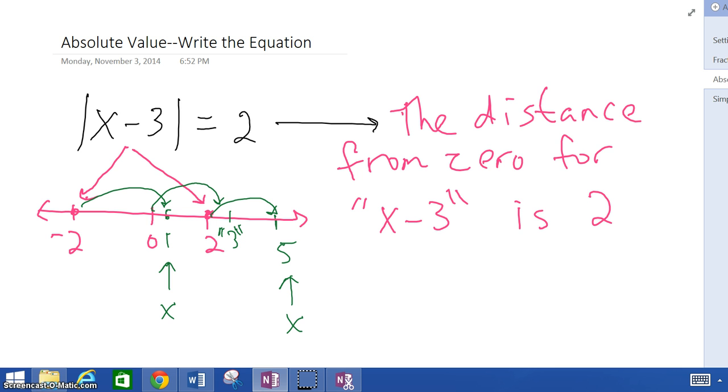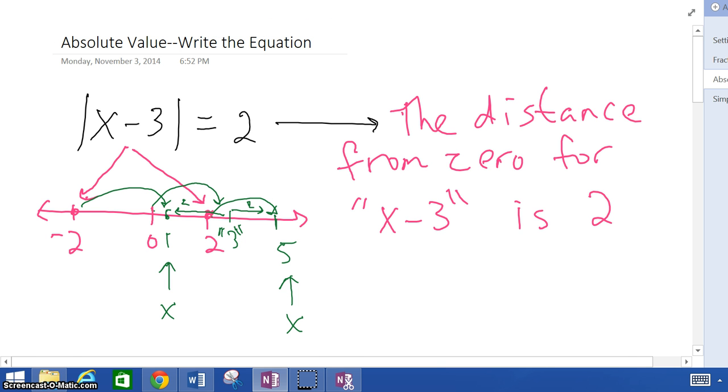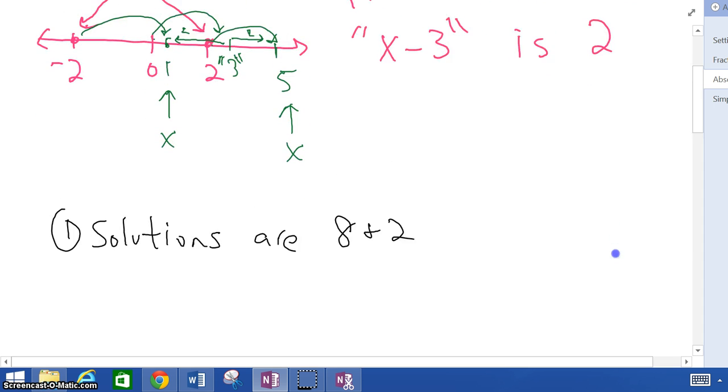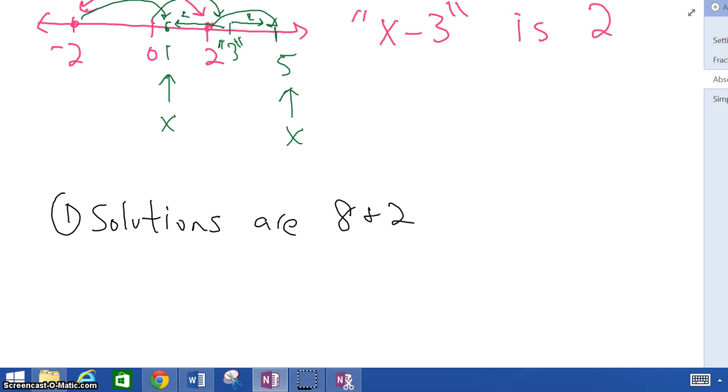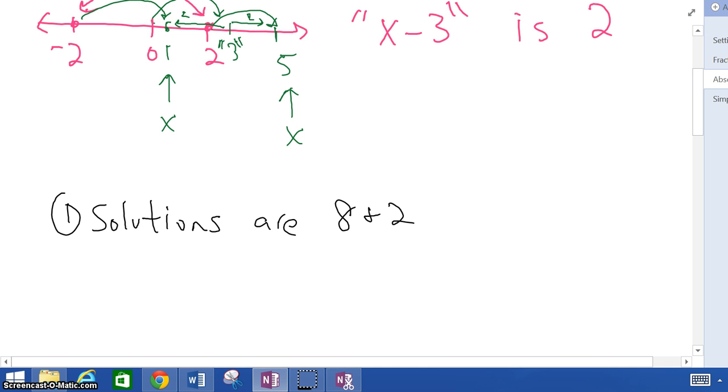And you can see 2 units this way, 2 units this way. That's my distance. That's my new 0. Okay, so I realize that that's not a very good picture, and I apologize. But let's move on and see how it relates, and see if we can tie these two ideas together. This time I'm going to talk about it in a little different way than we have in class. In this case, my solutions are 8 and 2.